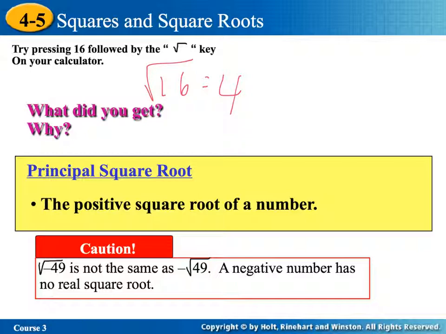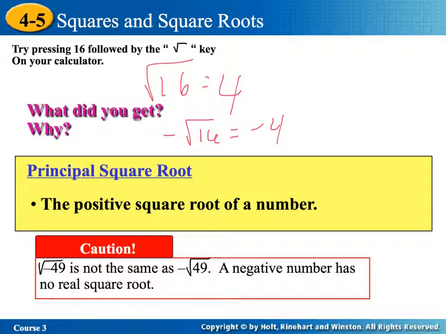And that means 4 times 4 is equal to 16, which we know is true. But at the same time, there are two square roots of a number. There's a positive square root, and there's also something called a negative square root. The negative square root of 16 is negative 4, and the reason behind that is negative 4 times negative 4 is what? Positive 16.